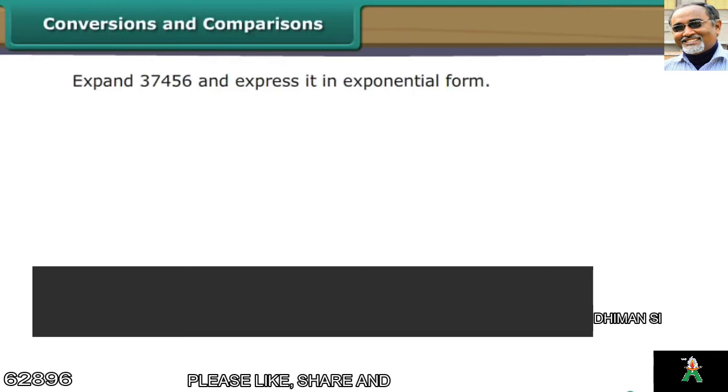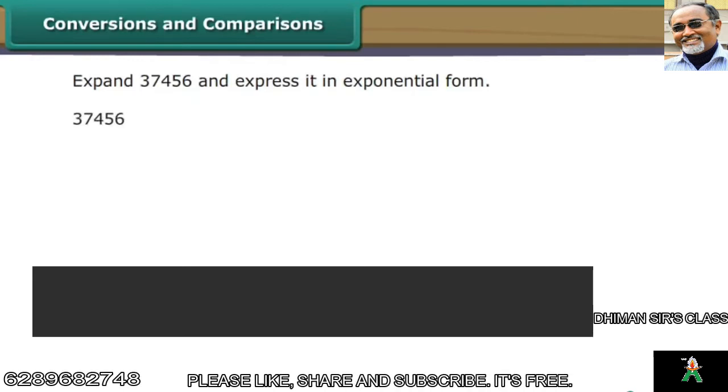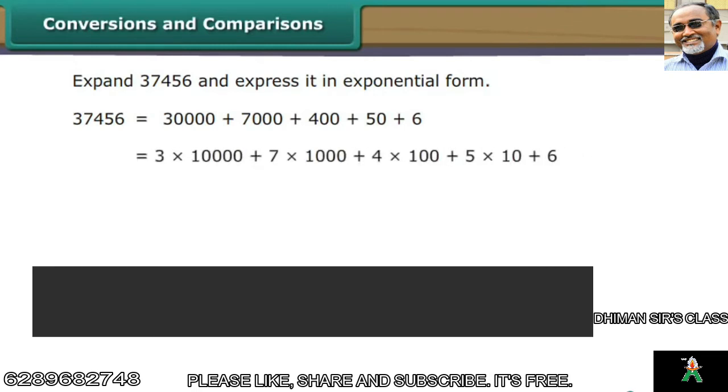37,456 and express it in exponential form. 37,456 can be expanded as 30,000 plus 7,000 plus 400 plus 50 plus 6, which is the same as 3 into 10,000 plus 7 into 1,000 plus 4 into 100 plus 5 into 10 plus 6, which can also be written as 3 into 10 raised to the power 4 plus 7 into 10 raised to the power 3 plus 4 into 10 raised to the power 2 plus 5 into 10 plus 6.